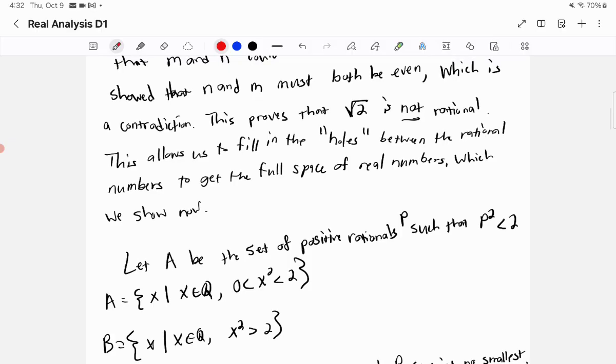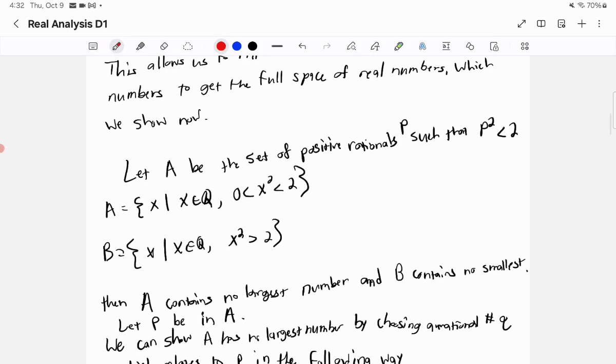And I mentioned this idea of holes in quotation marks. So basically, this actually, as we'll see in a moment, shows that the rational numbers have some sort of holes in them, if you will. There are spaces in between the rational numbers that get filled by the irrational numbers in the real numbers set.